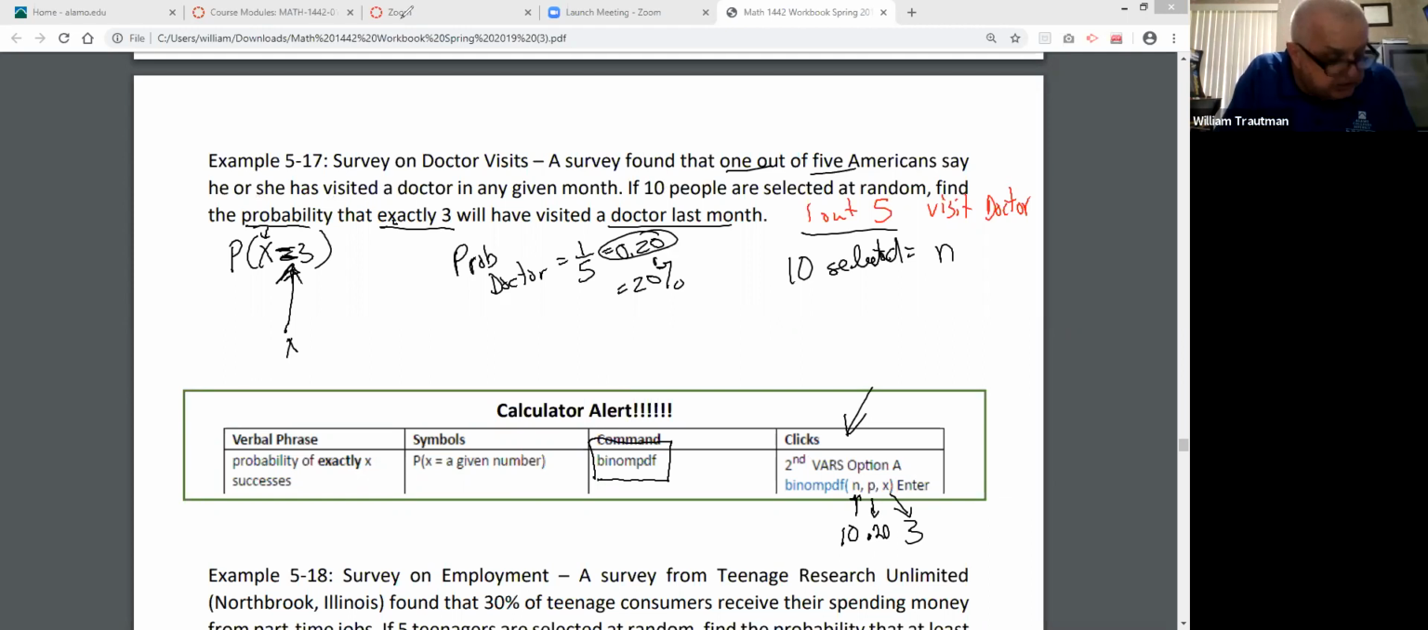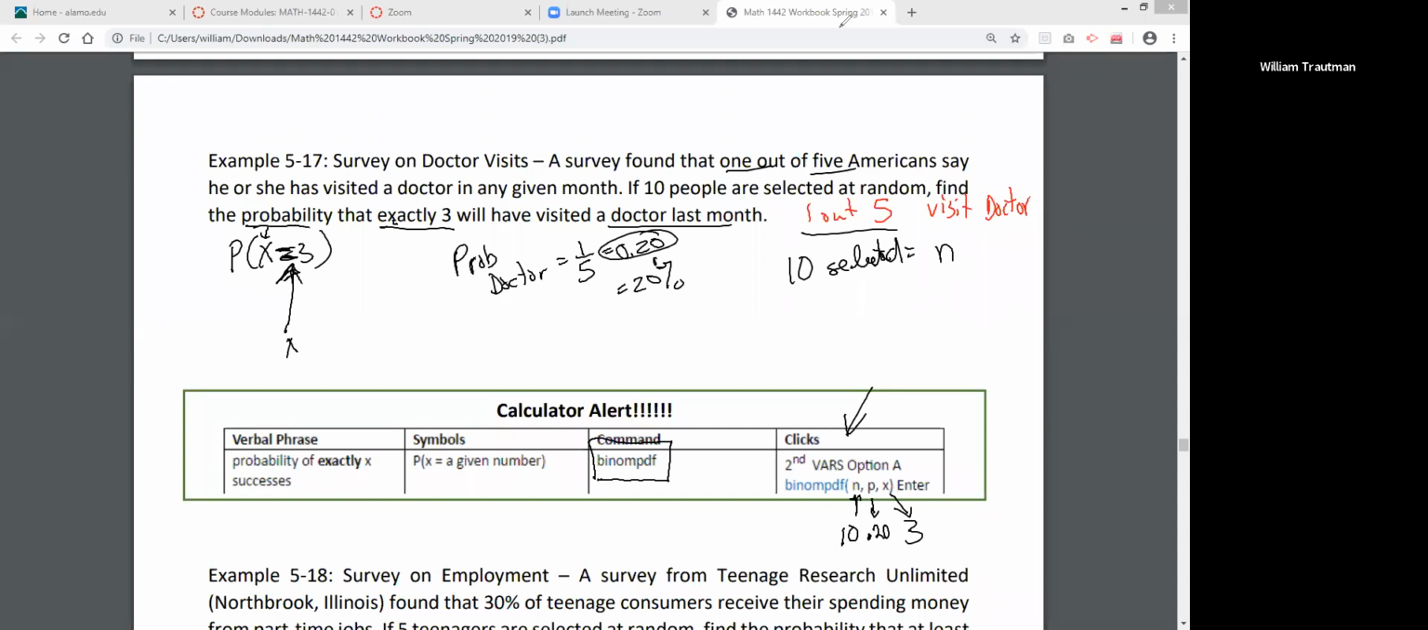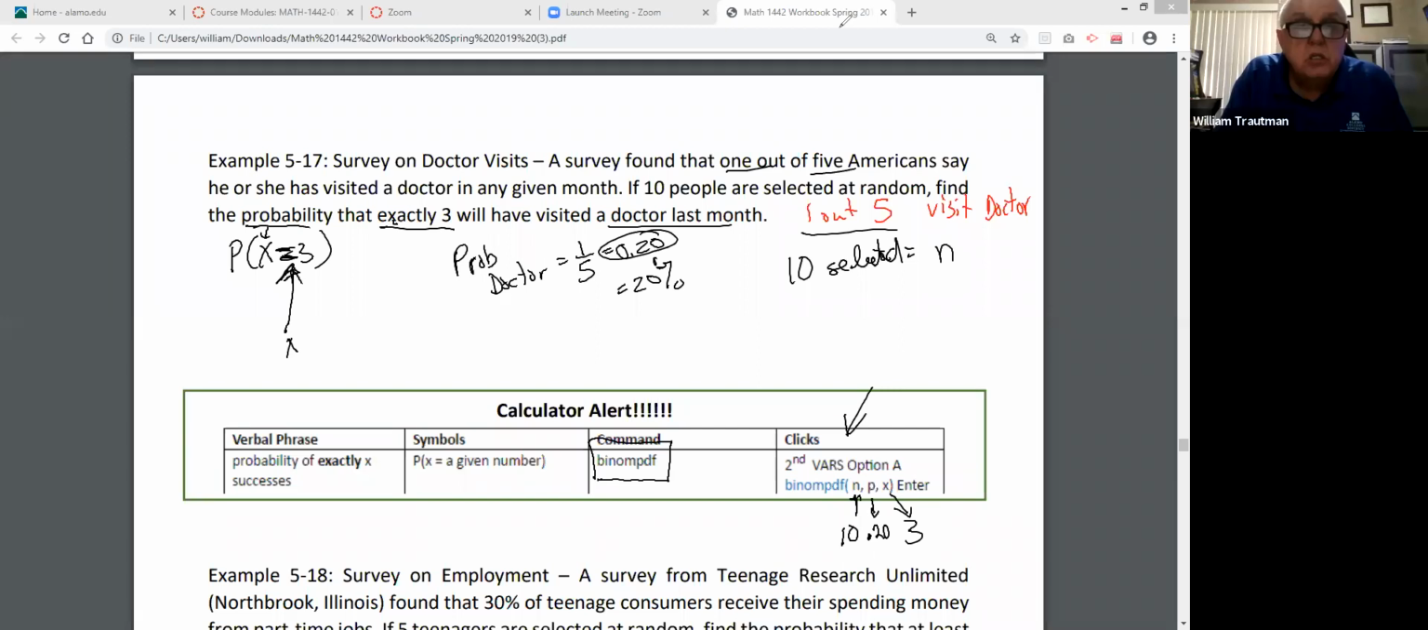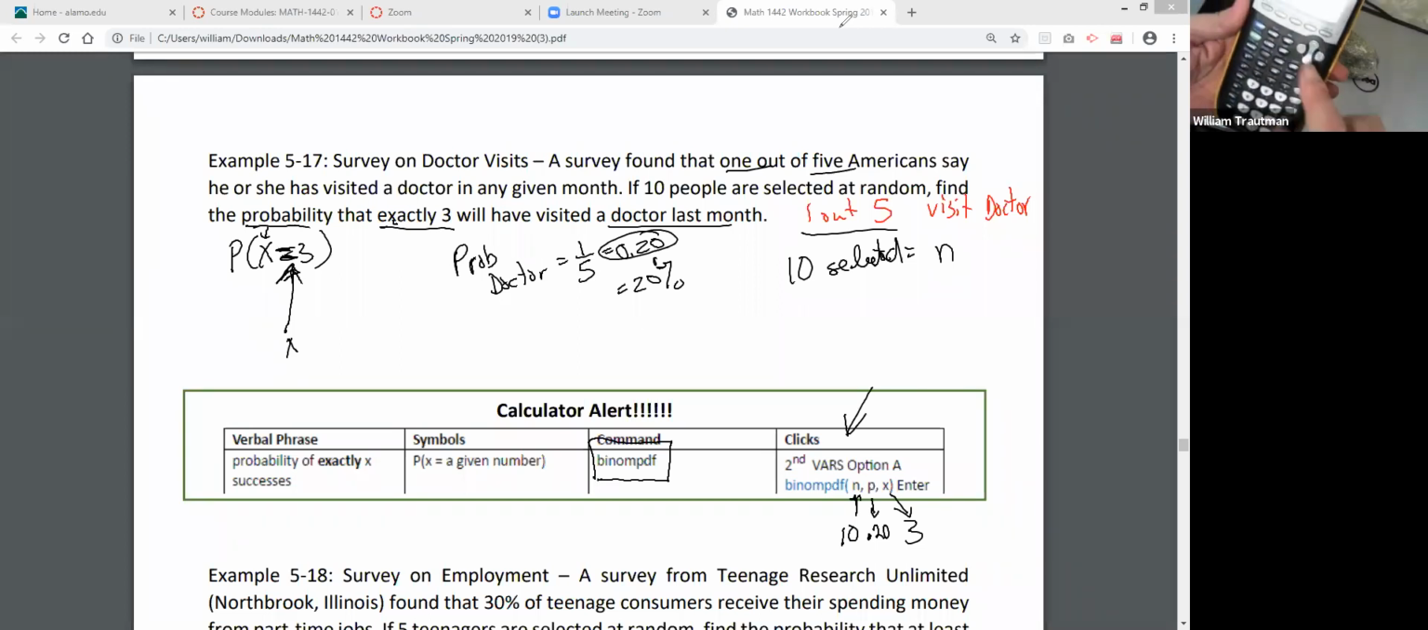Second vars is going to distribution. I'm trying to get there. There we go. So second, and then vars is right here. VARS, second vars. And we're doing Binomial Pdf. Do you see that's number, Binomial Pdf?